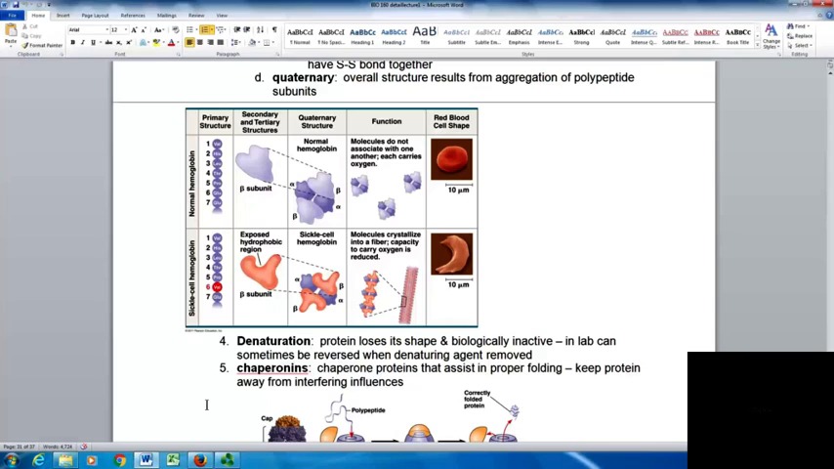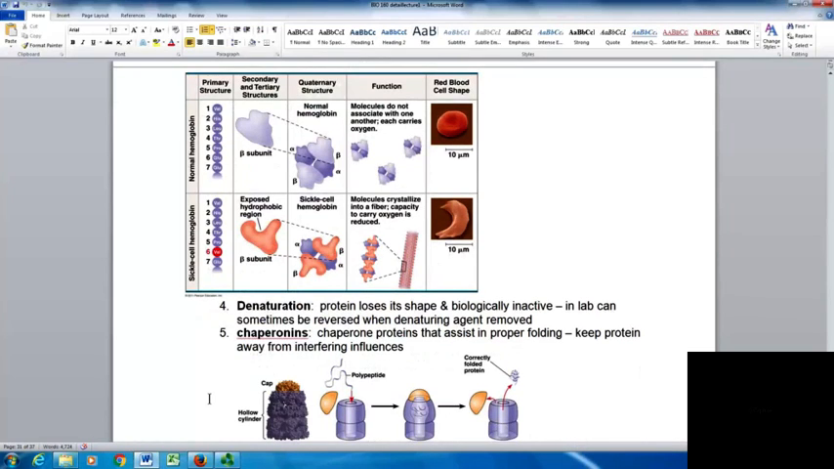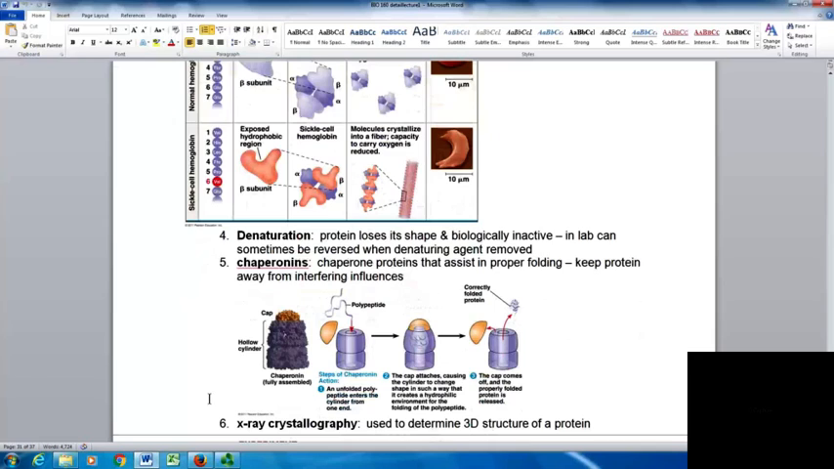You could see this as well if you were to take a solid egg and drop it in vinegar. After a few days, that vinegar is going to be absorbed in there and it's going to denature the egg, and it will look like a hard-boiled egg. The chaperonins. These are going to be proteins here that are going to assist in proper folding. They will help to keep the protein away from interfering influences, so those amino acid sequences can spontaneously fold up into the correct shape.